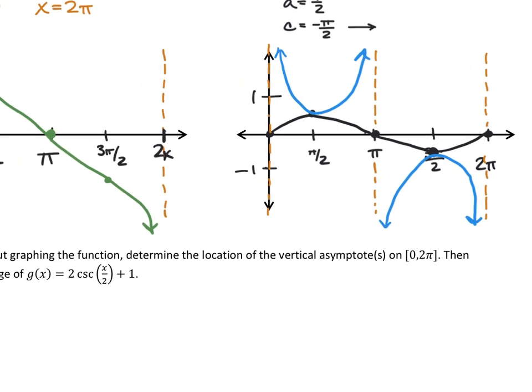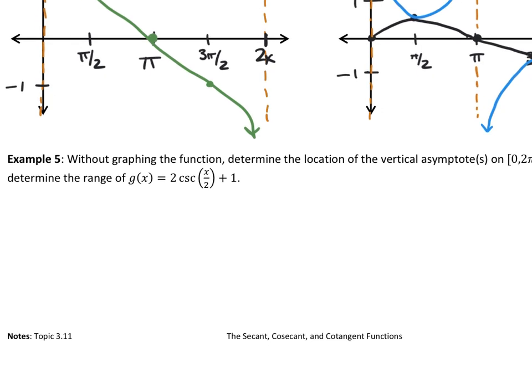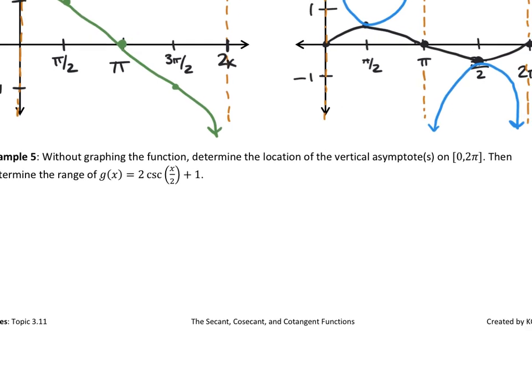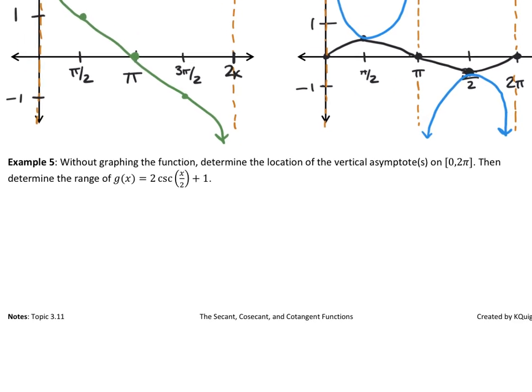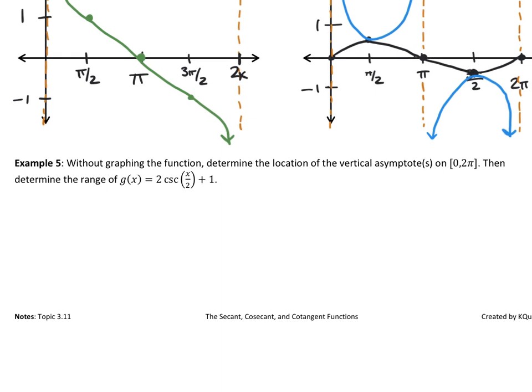The last example here on your notes is going to talk about, without graphing the function, how to determine the location of the vertical asymptotes between 0 and 2 pi, and then determine the range of the function. Now your homework is also going to ask you to find the period, so you can flip back to other questions here to determine how the b value of your function affects the period.